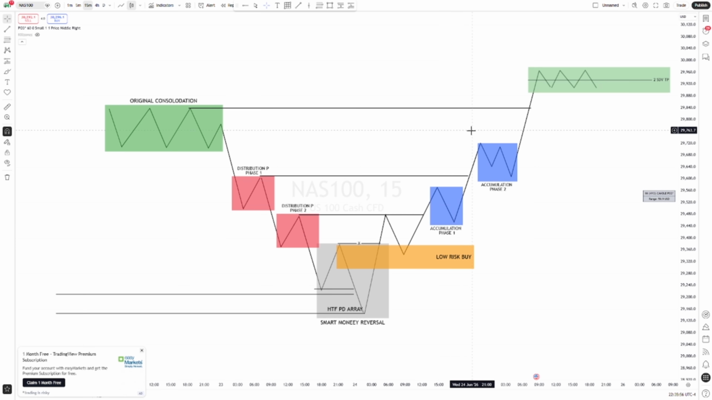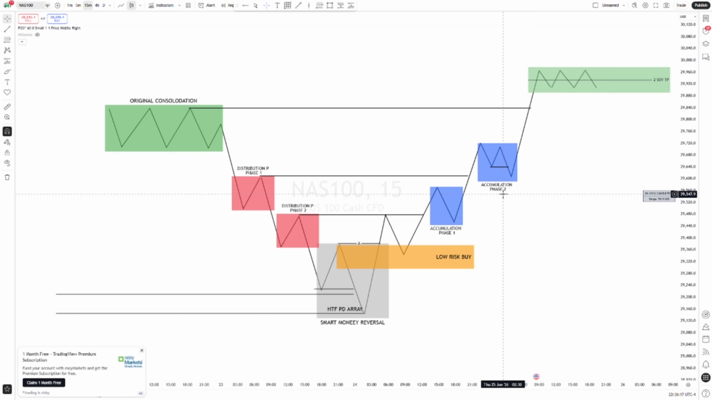Now what is happening over here is that we might have SMT also over here, or just a sweep of this low. Usually on phase two of our accumulation phase, what we have is that we have our silver bullet.